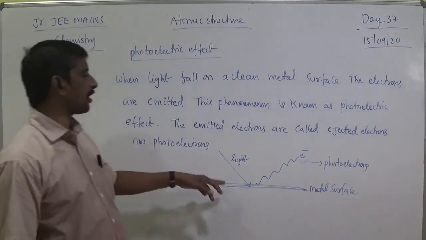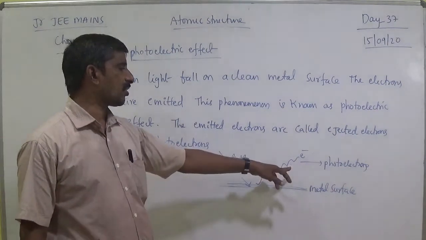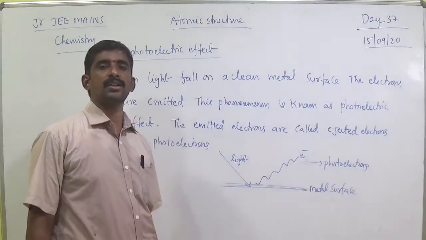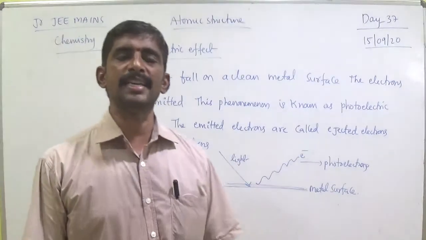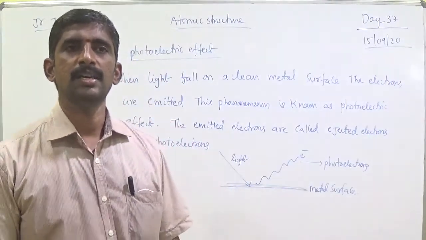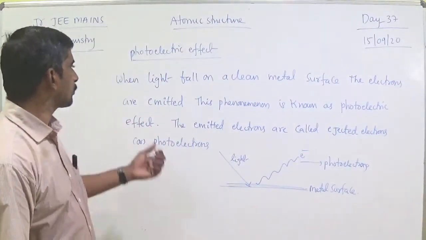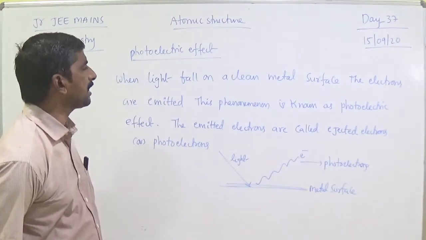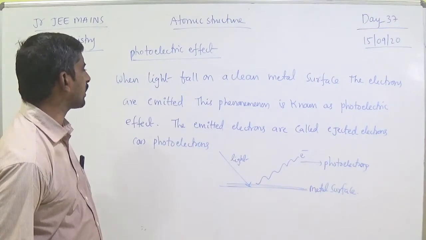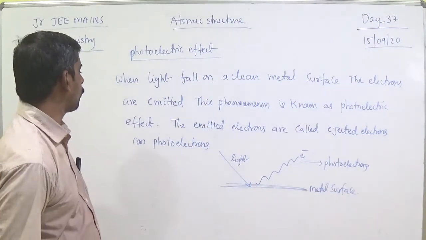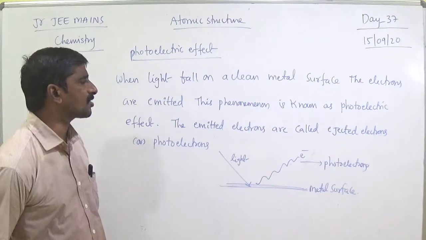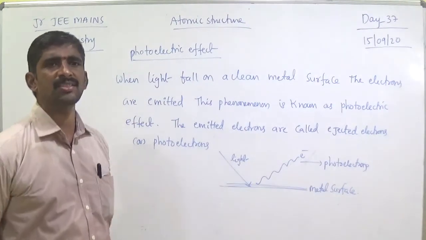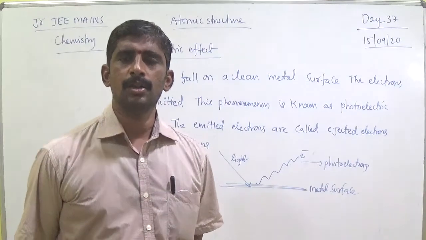So when light falls on a clean metal surface, the electrons are released. These electrons are called photoelectrons. Photoelectrons' other names are ejected electrons or emitted electrons. So when light falls on a clean metal surface, the electrons are emitted. This phenomenon is known as photoelectric effect. The emitted electrons are called ejected electrons or photoelectrons.